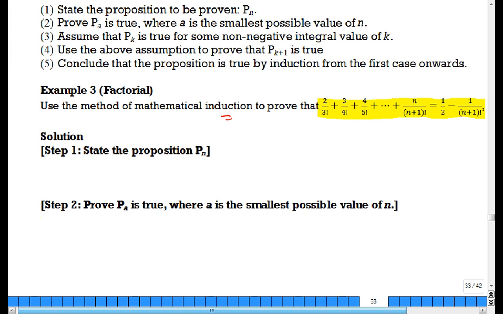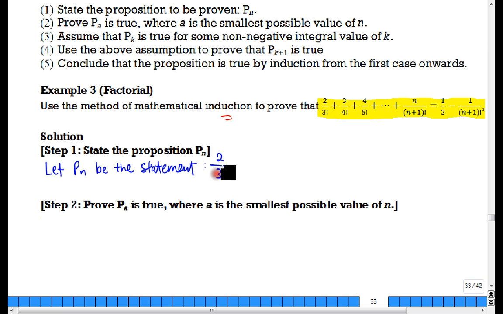Okay, first step, state the proposition. Wow, a lot of writing. I also need to write with you. Okay. What do we mean? We have to let Pn be the statement. Why do we want P? Because in this thing, it's not defined. So we define what P subscript n means. Okay, let Pn be the statement.